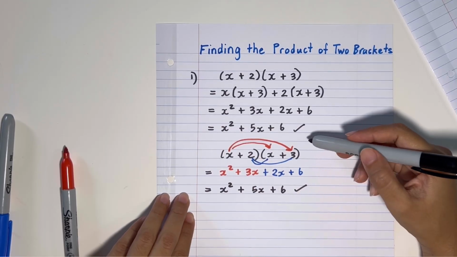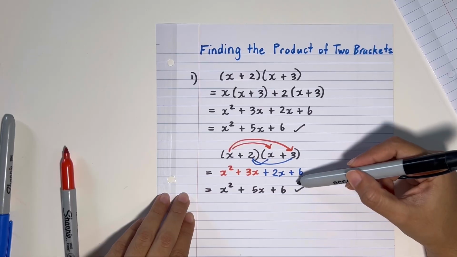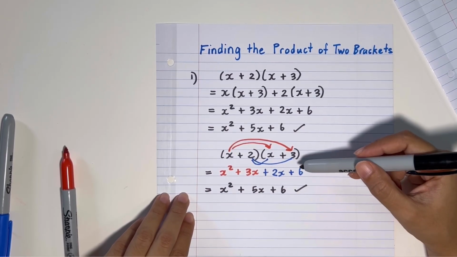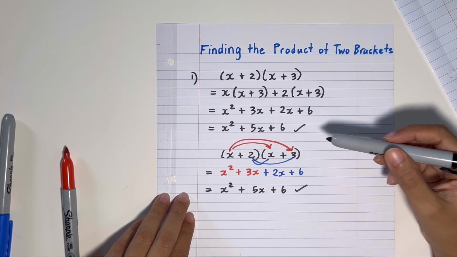This one, you just go straight from the first line directly to this line here, and then you still get the same answer. It doesn't matter which one you use, it's essentially the same thing that you're doing, and you're going to get the same answer.